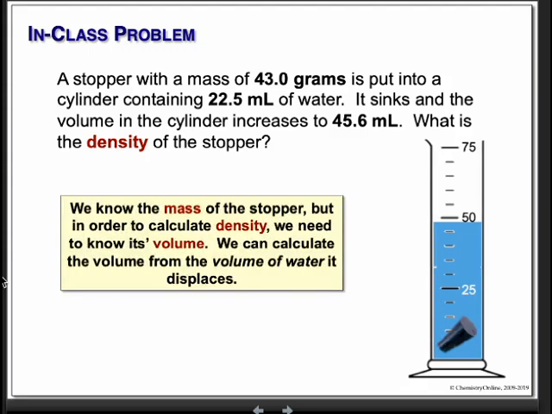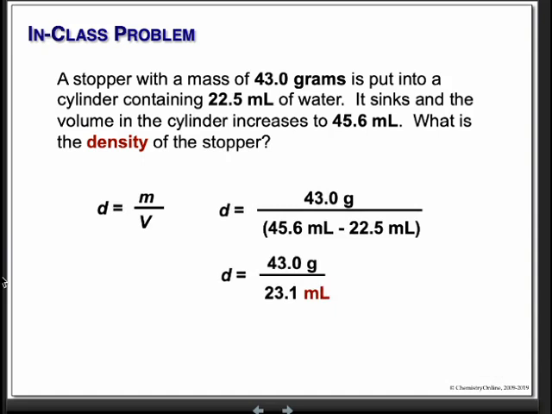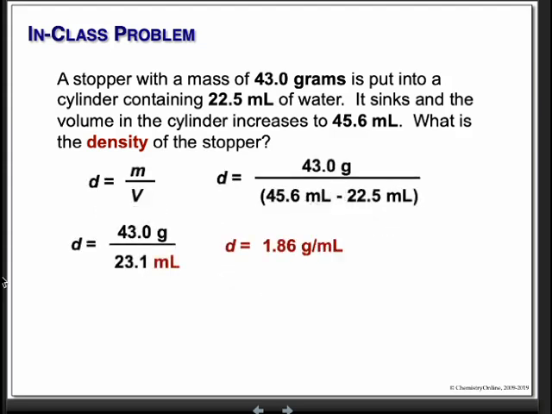So, to get the density, we do mass divided by volume. That's going to be this difference. There's our mass, there's our difference in volume. Remember that milliliters and cubic centimeters are exactly the same. So our density here would be 1.96 grams per mil, which is the same as 1.86 grams per cubic centimeter. Any questions?